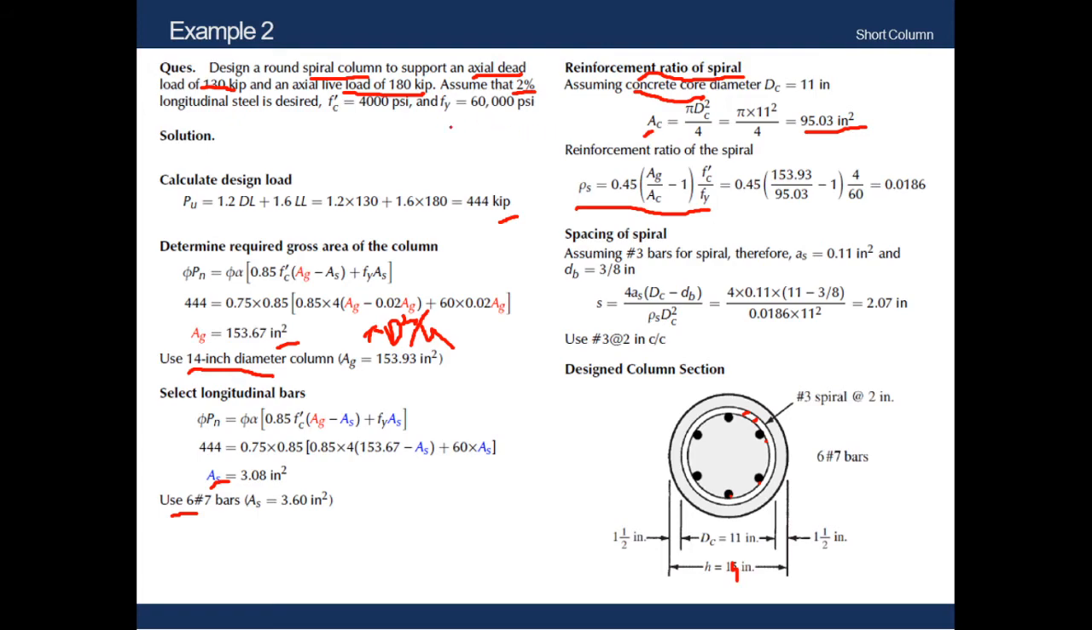Fy and Fc prime are given in the question. Ag is the gross area, which we have calculated as 153.93. Ac, the area of the core, we have calculated a few seconds before, and 0.45. From here we will get the ratio of the lateral reinforcement. Using this rho s, we will need to calculate the spacing of the spiral bars.